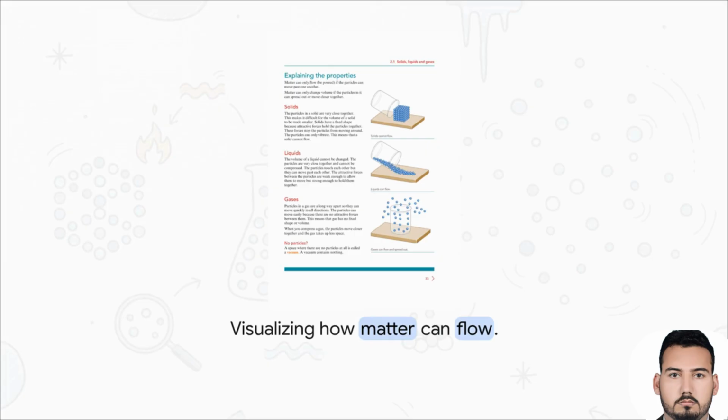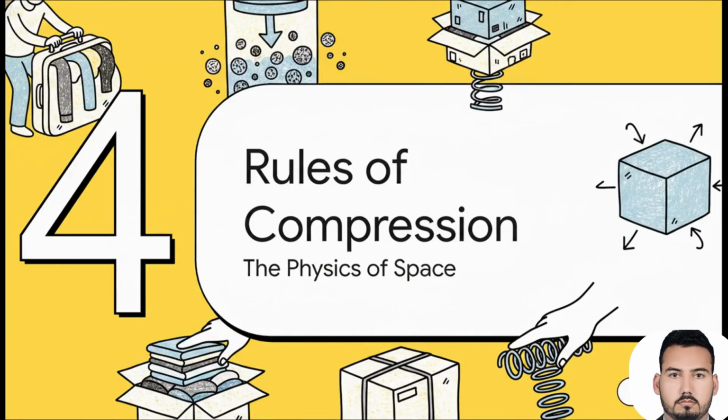Liquids, with their much weaker forces, easily allow particles to slide past one another, which makes pouring possible. And gases? Well, possessing zero attractive forces between their particles, they don't just flow, they rapidly spread out in literally every possible direction. Okay, let's dive into Section 4, the rules of compression.